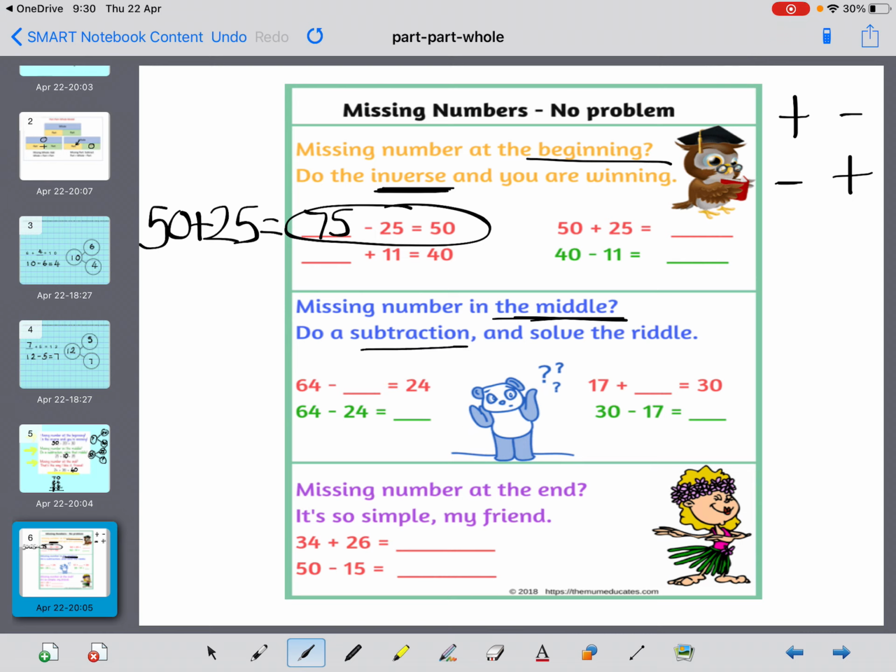Missing number in the middle. Do a subtraction to solve the riddle. 64 take away something equals 24. Well, I can just swap that and put that there to find out the missing number. It's 40. And again, missing number at the end. It's so simple, my friend. Those are the easy peasy kind of additions or subtractions that we know how to work out.